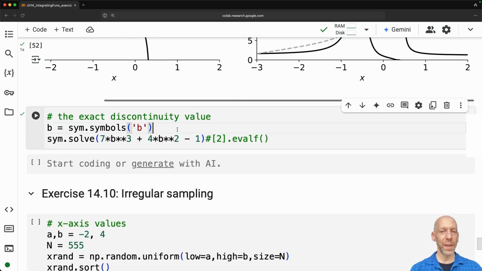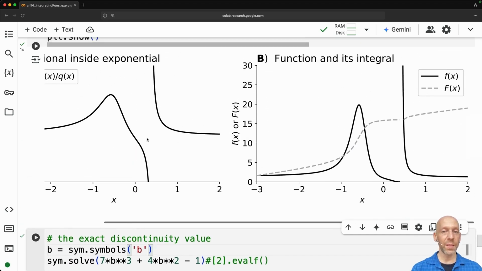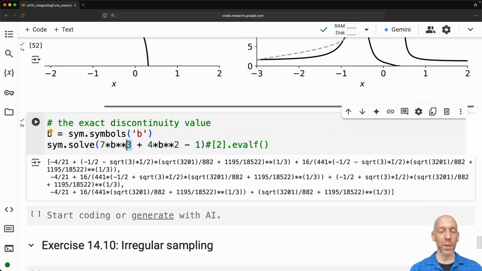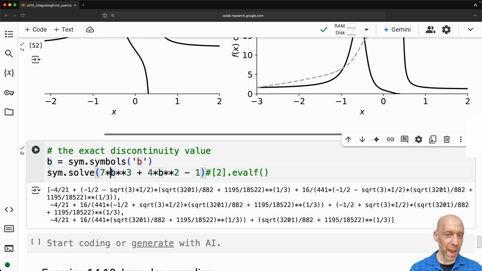Okay, the last thing I want to show is finding the exact numerical value corresponding to this discontinuity over here. So here I am using sym.solve for finding the roots of this expression. Now, this is a third order polynomial, so it's going to have 3 roots. This comes from the fundamental theorem of algebra, that we know that something of x cubed, or in this case, I'm using b just to avoid overwriting x, but a variable cubed is going to have three roots, three solutions. But that doesn't mean that they are going to be real valued.